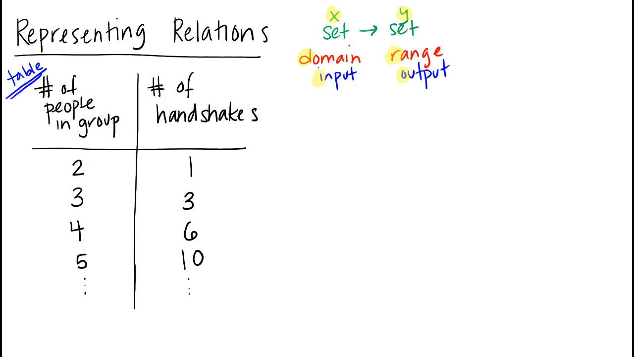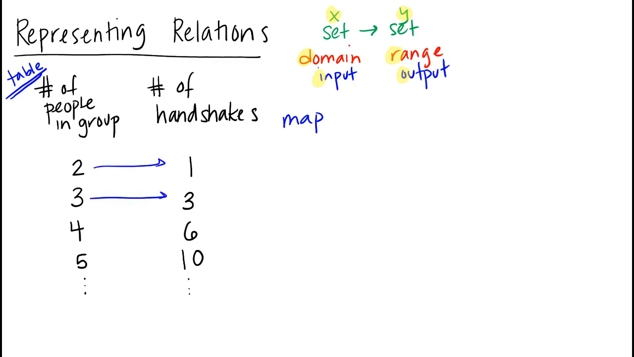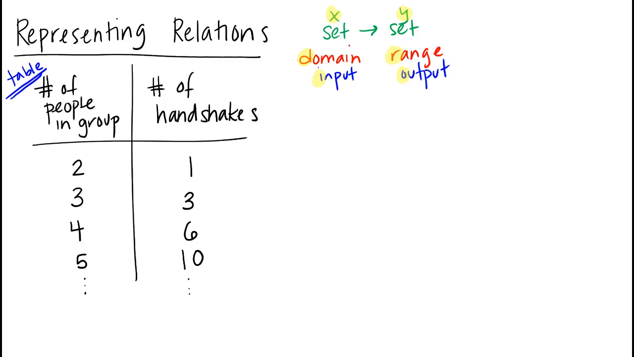So we could take something like the number of people in a group and map this to the number of handshakes necessary for those group members to meet. So that's one option. There's another thing we can also see called a map. It's sort of the same as this, where we just do arrows to show what goes together. So that's a map version of this. We don't see that as often in algebra.